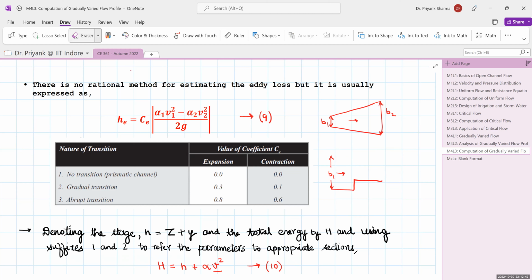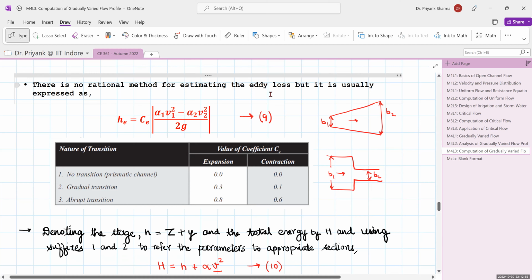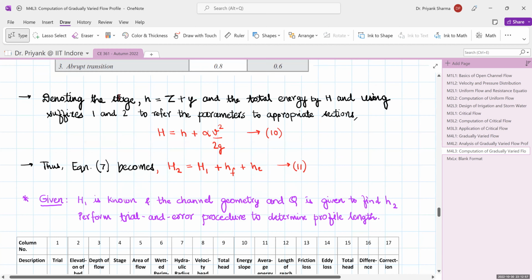So in this case, the transition is very abrupt and this is a contraction. So based on that, the coefficient has to be applied. So if you denote the stage h equal to z plus y and the total energy H, then using suffix 1 and 2, we can represent the parameters at appropriate section.